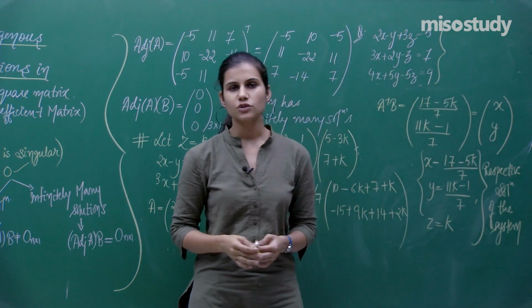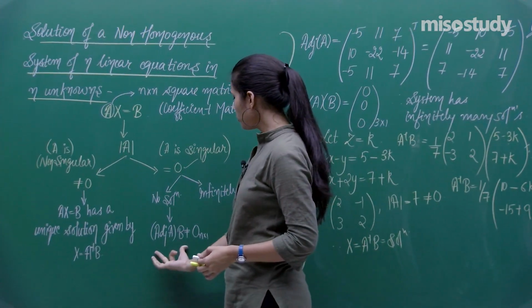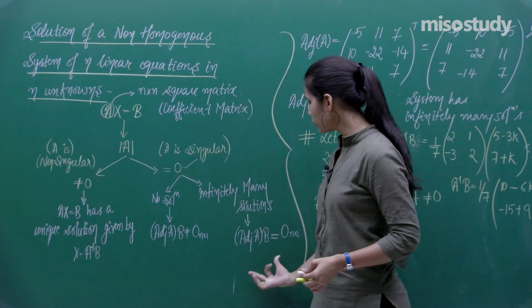Is it clear? So, we witnessed all the 3 categories: when the determinant was not equal to 0, and when it was equal to 0 with this equal to 0, and with this not equal to 0.